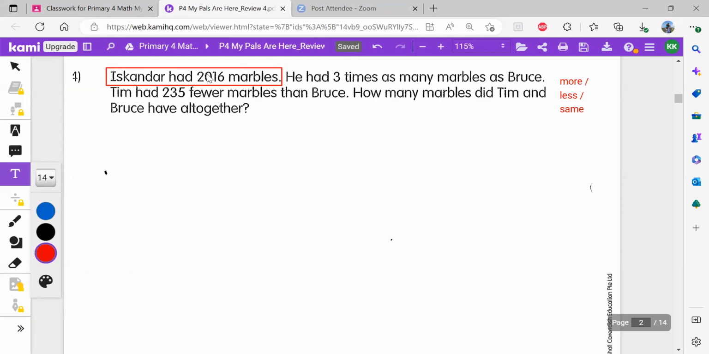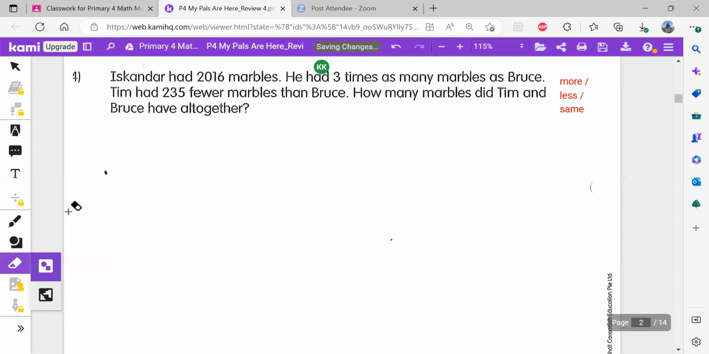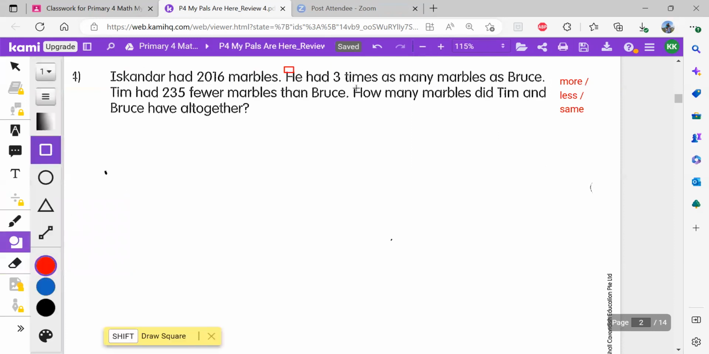Does the first sentence tell me who has more and who has less? Answer is no. I have no idea how many marbles others have. So there's nothing useful I can draw from the first sentence. I'm going to skip it. Now let's take a look at the second sentence. Iskandar, this 'he' is referring to Iskandar. Iskandar had 3 times as many marbles as Bruce. Does this sentence tell me who has more, less, or the same? Yes, it does. It shows me that Iskandar has 3 times as many marbles, means Iskandar has 3 units.